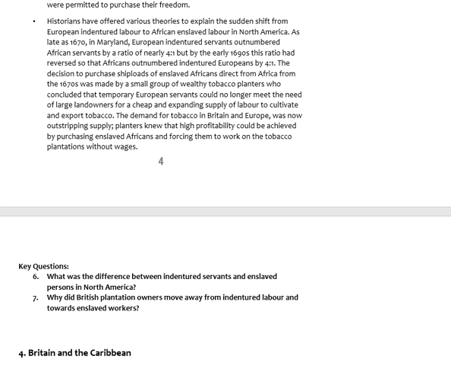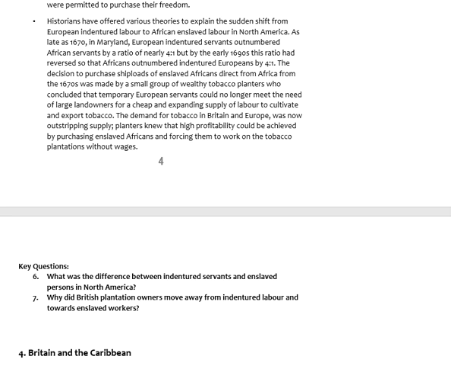It's also referred to in some cases as chattel slavery, because they're treated almost as if they're animals that are owned and inherited and passed on, and their sons and daughters are passed on as well. They are commodified. Why did British plantation owners move away from indentured labour and towards enslaved workers?